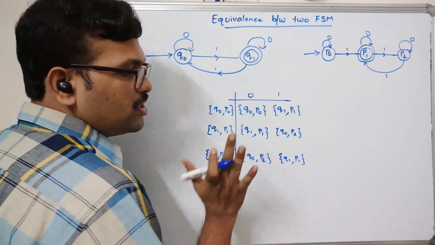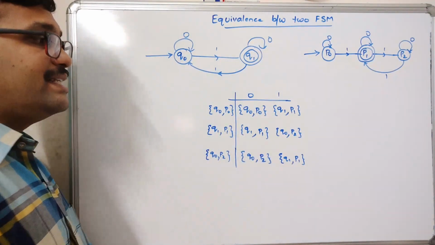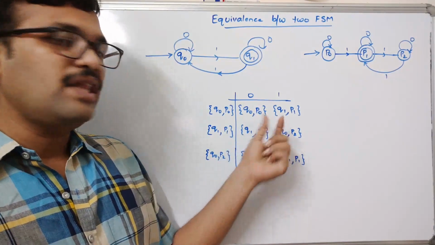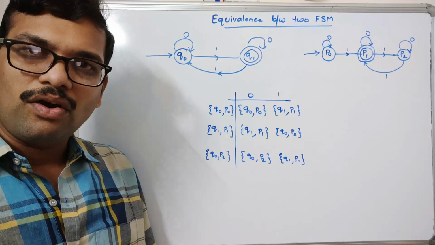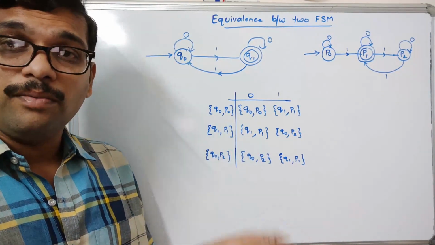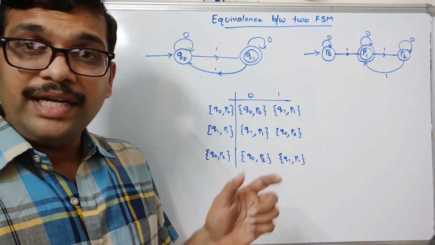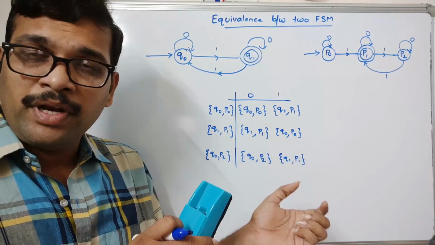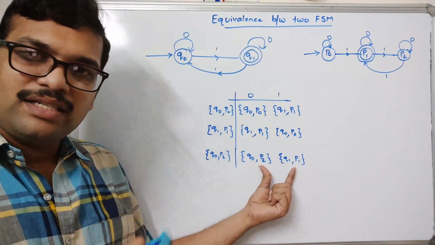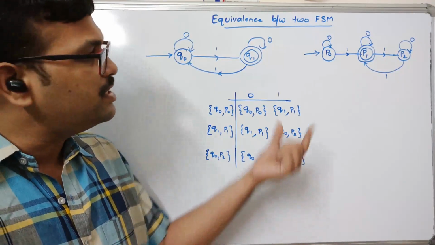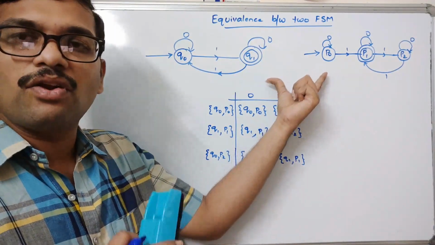So we can stop the procedure and now check each and every pair whether it consists of either both non-final states or both final states. So it doesn't contain a combination of final state and non-final state. If the pair contains a final state and a non-final state, that implies these two finite state machines are not equal.